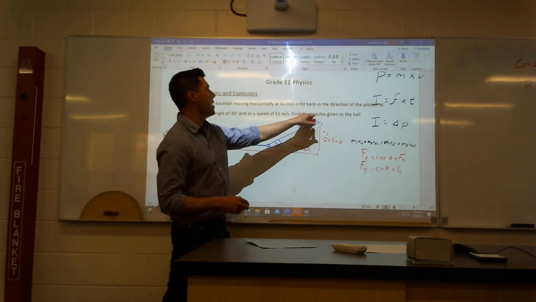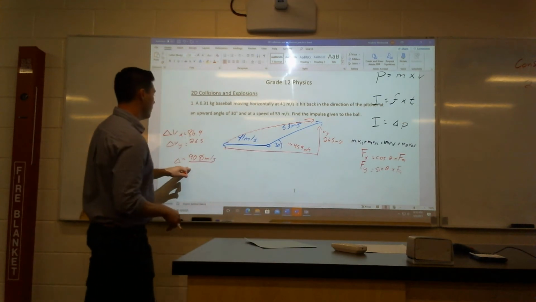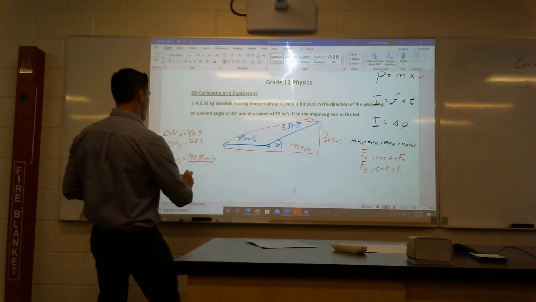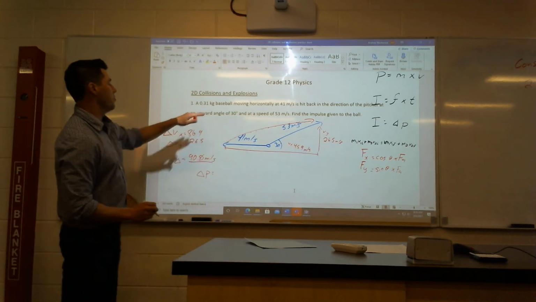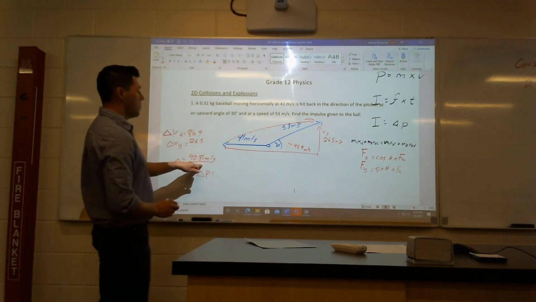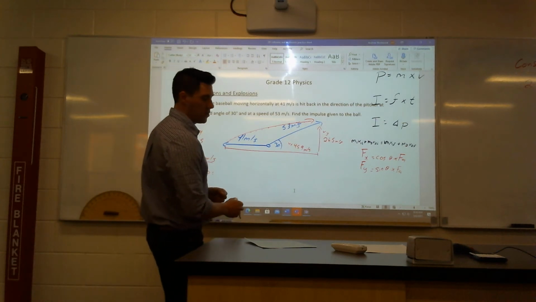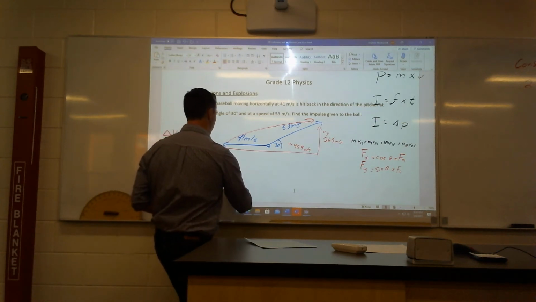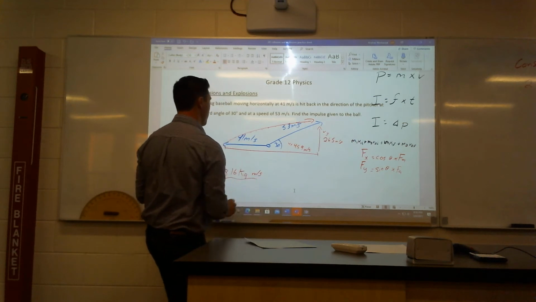It says find the impulse given. Again, impulse is the change in momentum. So I have the change in velocity. The nice thing is all I have to do to find the change in momentum is just multiply this by 0.31. So when I take the 90.85 and times it by 0.31, I get a momentum of 28.16 kilograms meters per second. So there's my change in momentum.